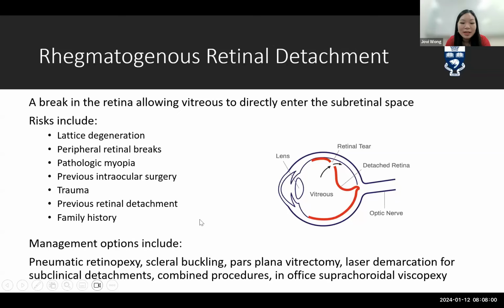As we discussed scleral buckling in the previous talk, here we also want to mention the wide range of management options, which now includes pneumatic retinopexy, scleral buckling, and pars plana vitrectomy, of course. For subclinical detachments, we could use laser demarcation, we could use combined procedures of the above, and then of course now emerging technologies such as in-office suprachoroidal viscopexy.